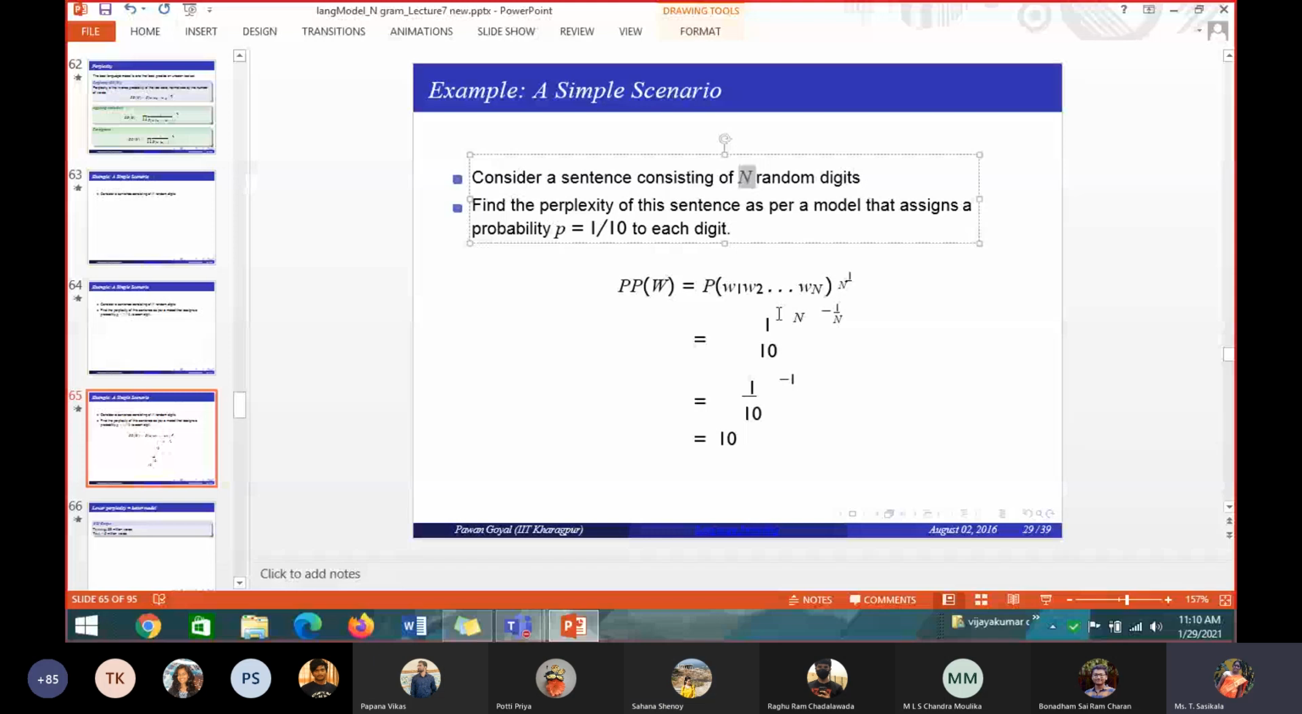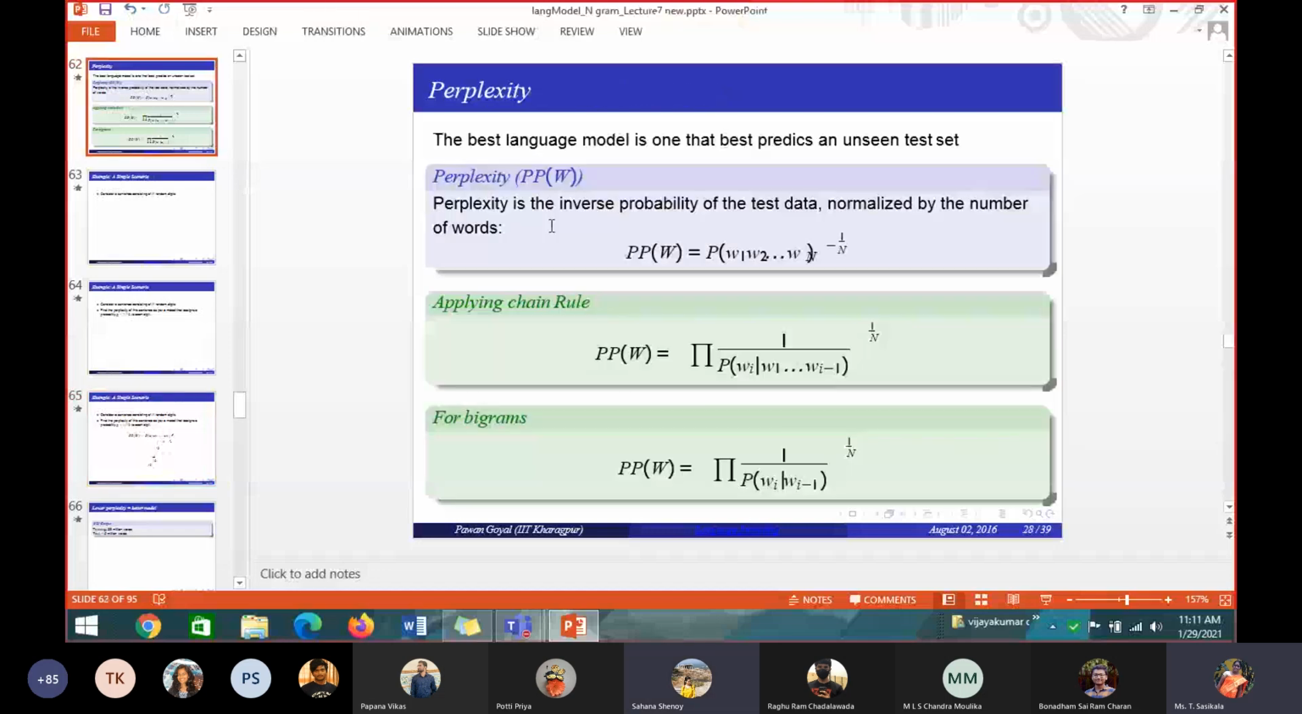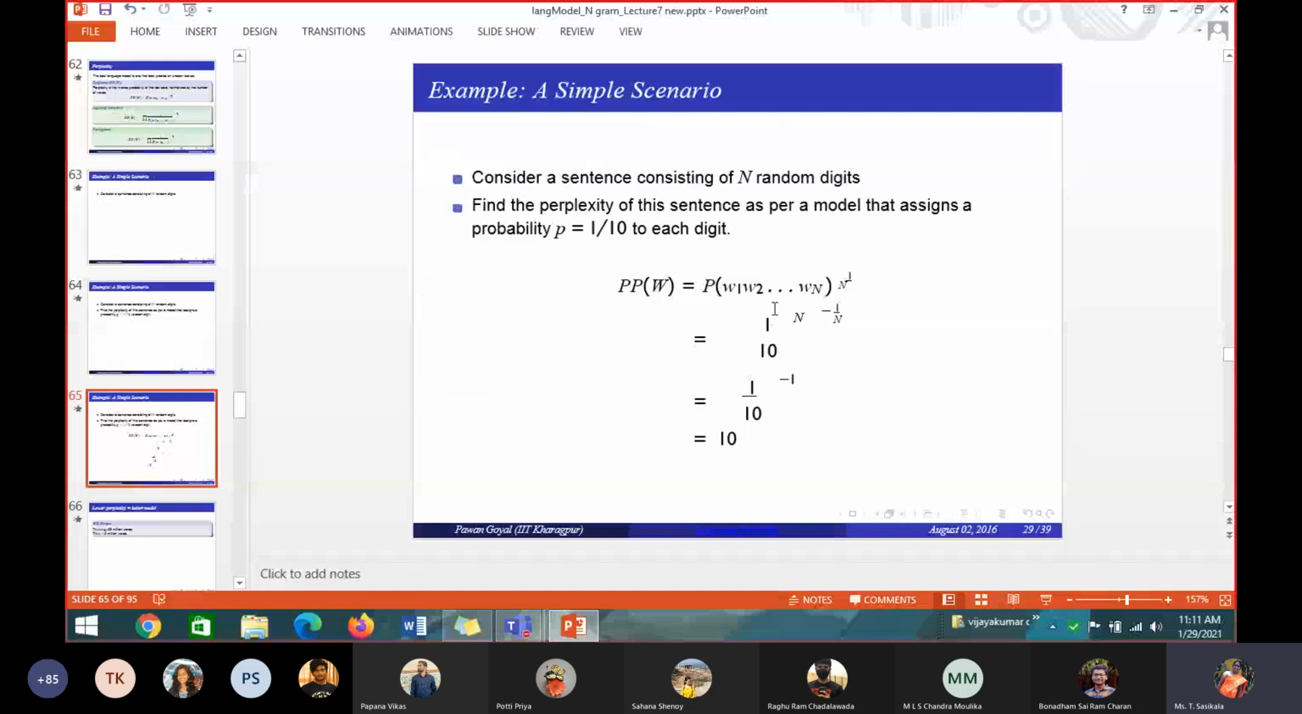What is the perplexity power? Minus. What is the formula for perplexity here? P of W1 to Wn whole power minus 1 by n. So that's why it is written 1 divided by 10, put a bracket, power n. I am applying a probability of 1 by 10 to each digit, and my sentence has n random digits. So 1 by 10 power n, and that is 1 by 10 power n whole power minus 1 by n.